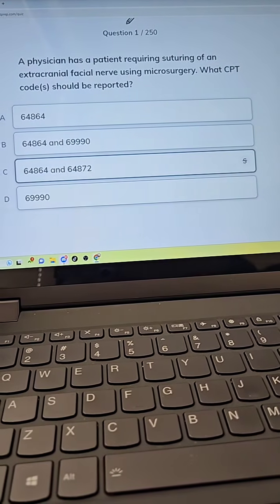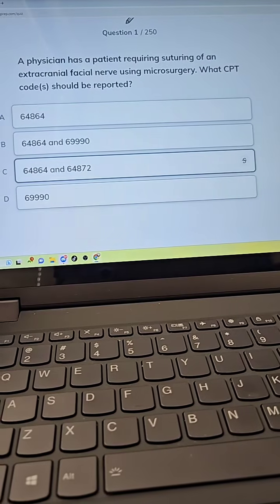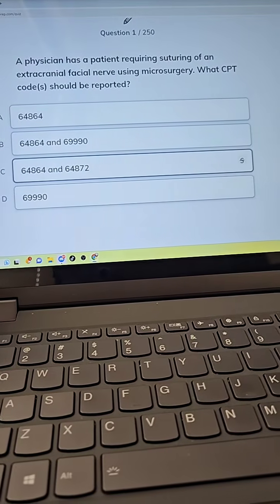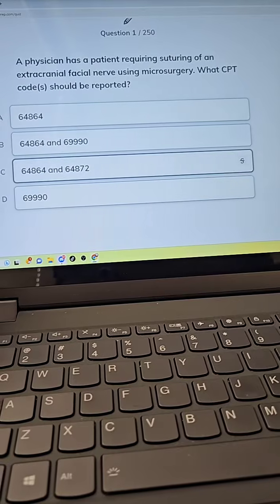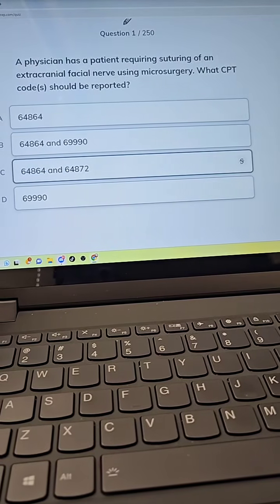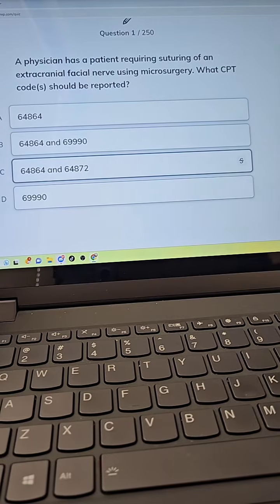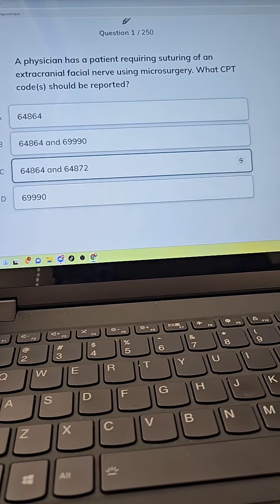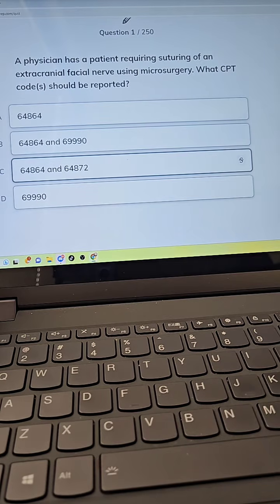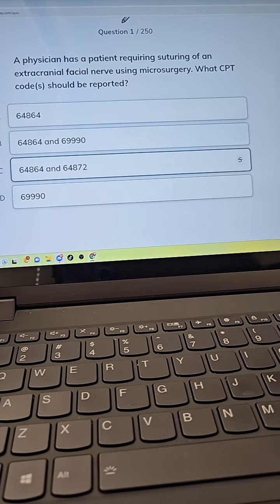How's everybody doing? We can do some practice exam questions with medical coding. Anybody know anything about medical coding nerves and using microsurgery, when you use a microscope? Knowing when to use the add-on codes or additional codes for microscope is one skill you need to know for sure.